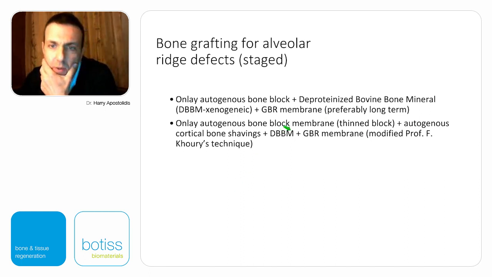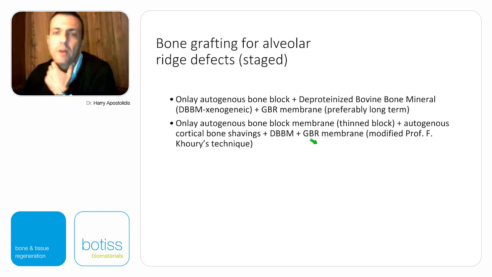Sometimes you can use it if you want very, very large augmentation. So you fixate this thin block away from your recipient bed, and so you create a space of 5 or 6 or even 7 millimeters width, and you put in there only autogenous bone and xenograft and a GBR membrane up top. But usually, in like 90% of the cases, you can get away with just an autogenous bone block.